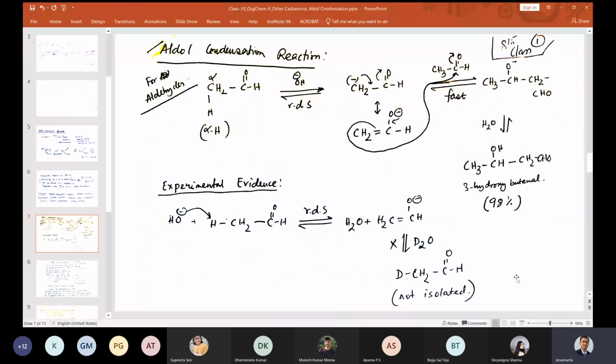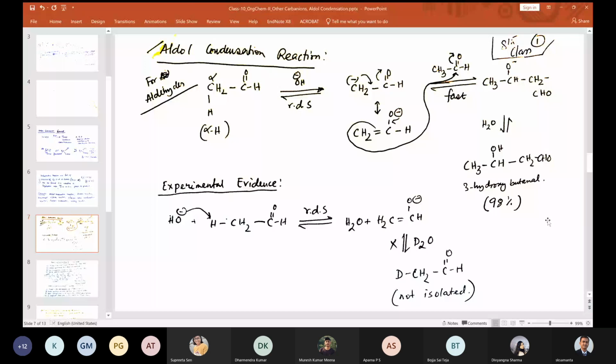So now we will come to the aldol condensation reaction. Aldol condensation you all have studied, like Cannizzaro you have studied. Similarly, we have aldol condensation. But here again we will go a little bit deeper than what you have studied in your previous classes.